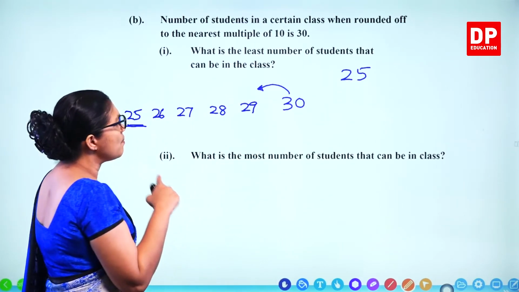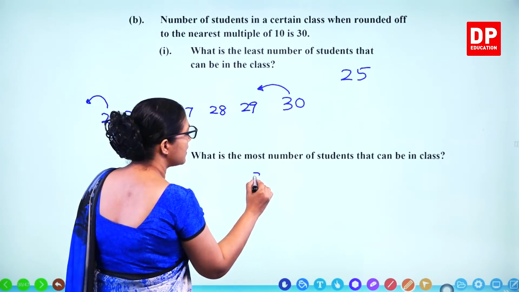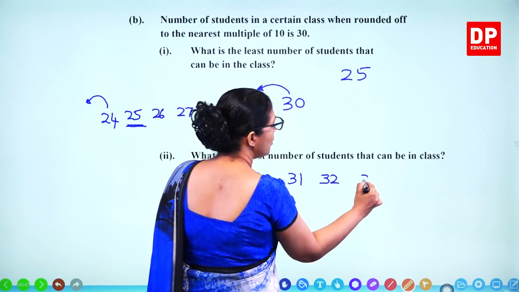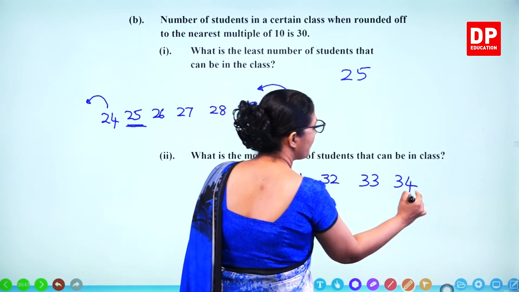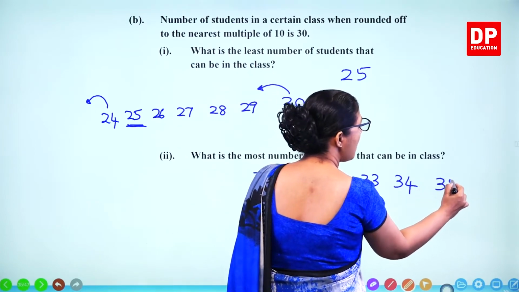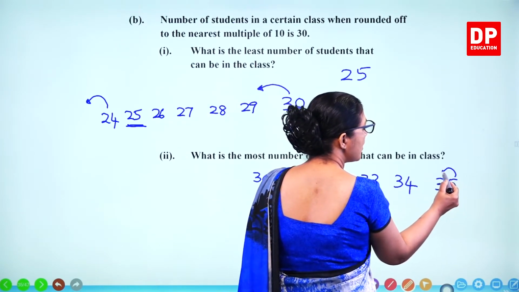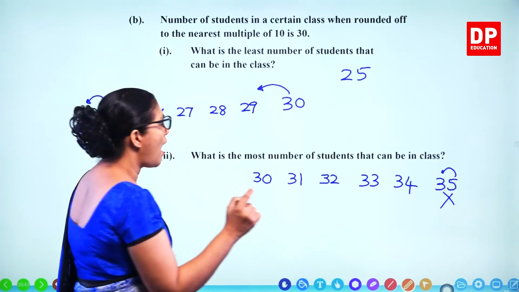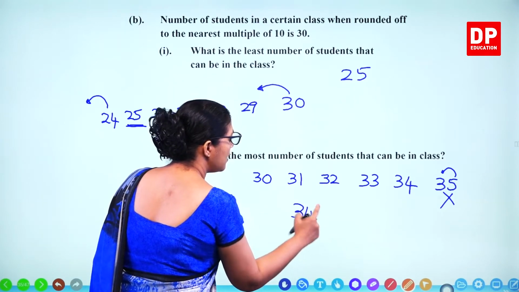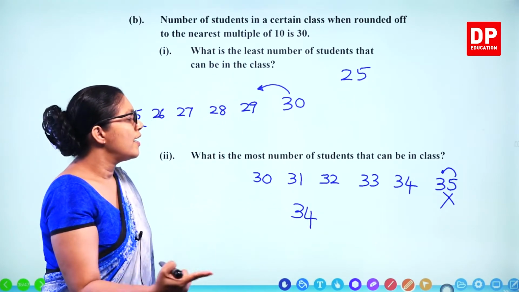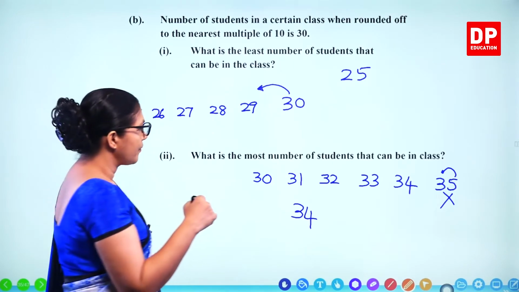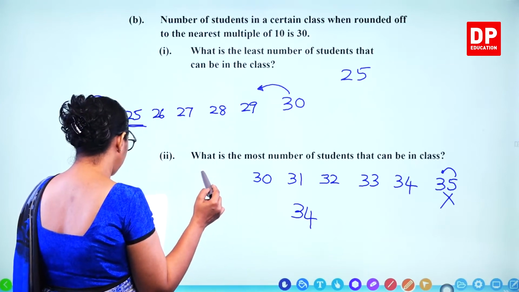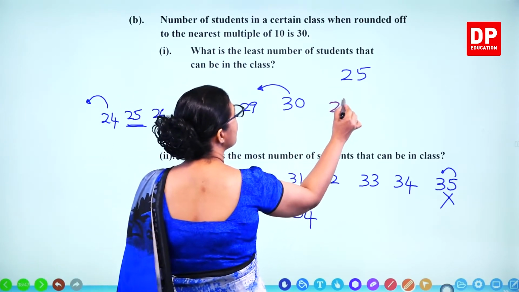Likewise, what is the most number? When you take 30, 31 also rounded to 30, 32, 33, 34. But when it comes to 35, this is 5 or more, so we are adding 1 and this becomes 40. So we can't take that number. So what's the highest number? The most number is 34. So 34 is rounded to 30. So the lowest number is 25 and the highest one is 34. 2 marks each.